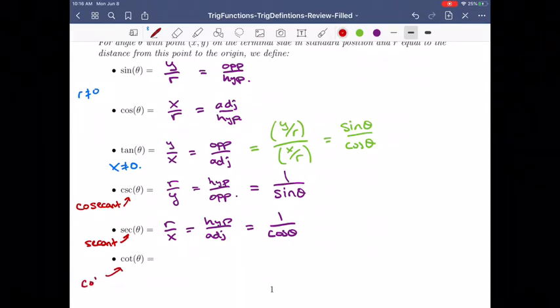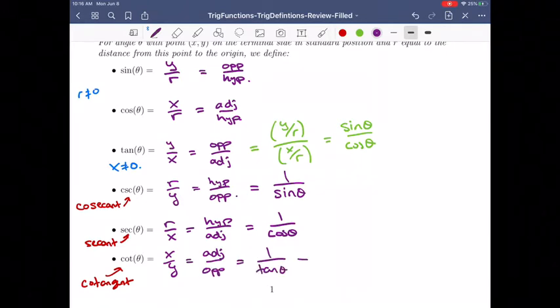And the cotangent is 1 over tan theta. So it's going to be x over y, the adjacent over the opposite. So it's 1 over tan theta, which you could also think of as cos theta over sine theta. There's lots of different ways to think about that.